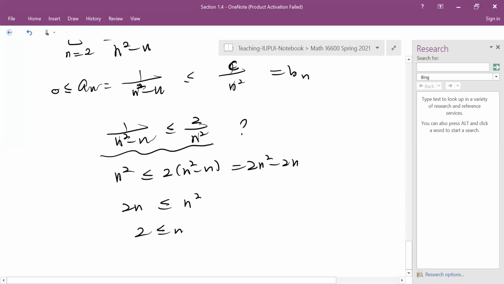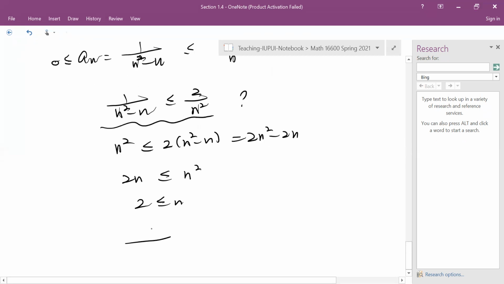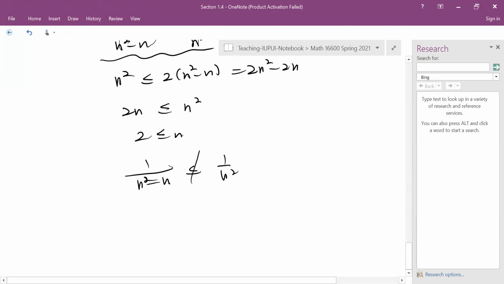Now, you may ask me, how do you know this is less than or equal to that? Well, I cannot say this is not true, right? So I just enlarge the numerator, okay? So if you can figure out that, then you're done. So let me repeat again. So this is my a_n, which is 1 over n squared minus n, less than or equal to 2 over n squared, which is b_n.